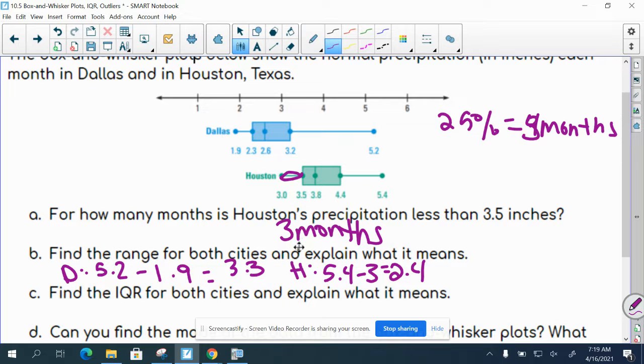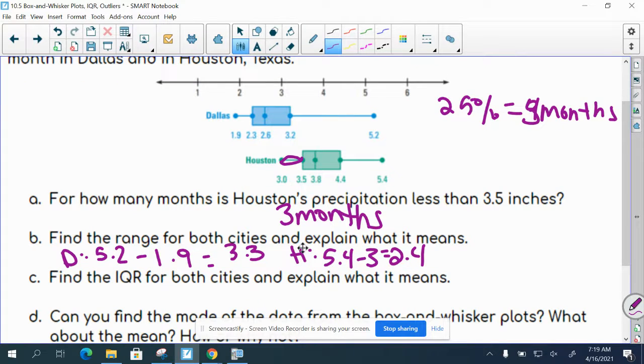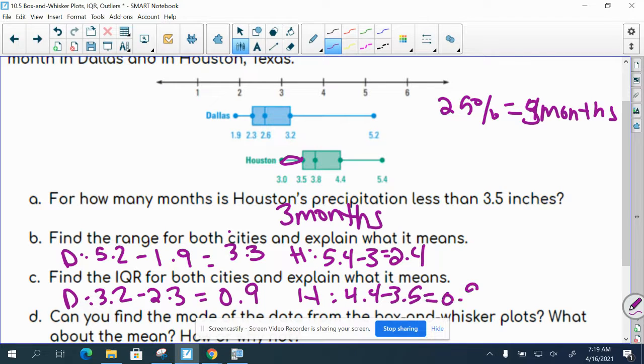Find the interquartile range for both cities and explain what it means. Okay, so Dallas would be 3.2 minus 2.3, which is 0.9. And then Houston would be 4.4 minus 3.5, which is 0.9. So this means that the cities have the same variation in the middle 50% of the data.